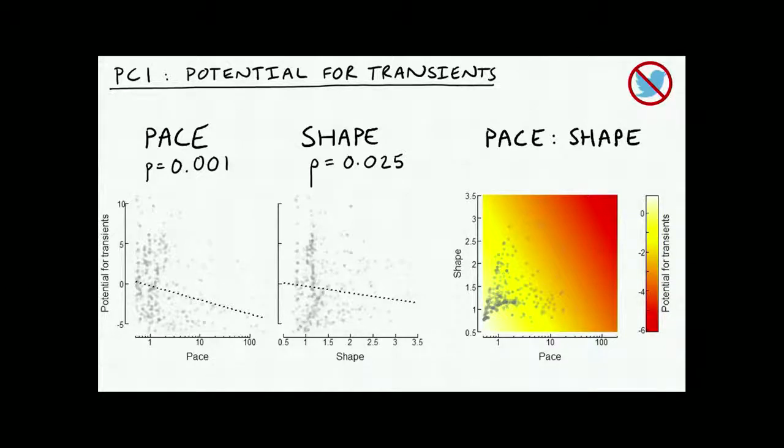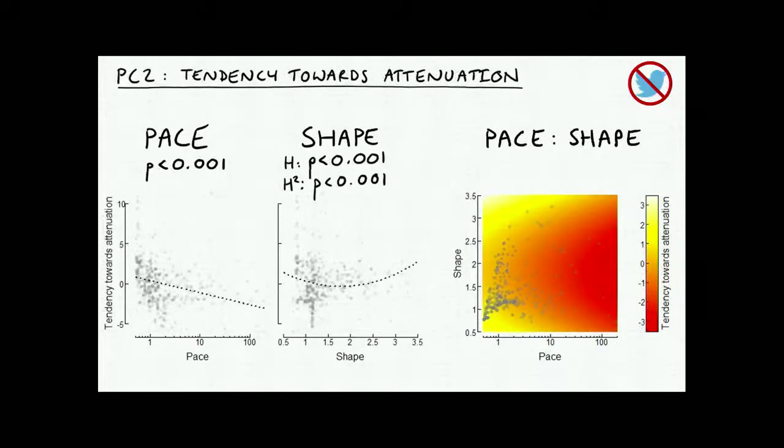And again, you can plot them in pace-shape space. So things down here which are senescent and also short-lived tend to have a higher potential for transients. And so these are going to be things like annuals and stuff, so that kind of makes sense. And if you're longer lived and you are negatively senescent, then you have less potential for transients.